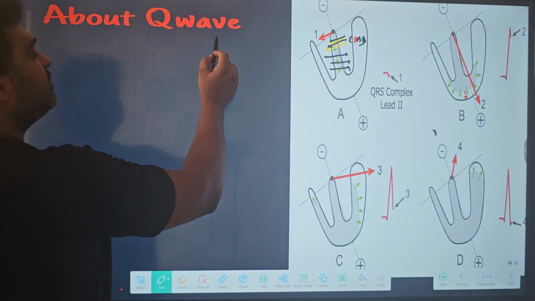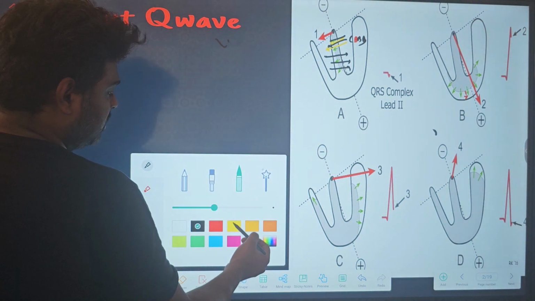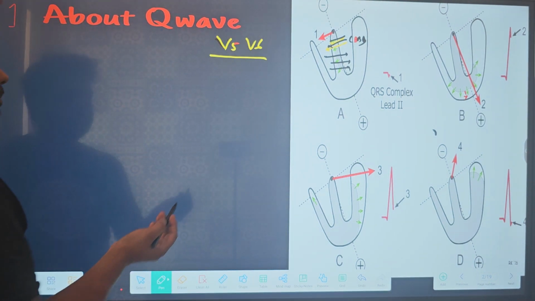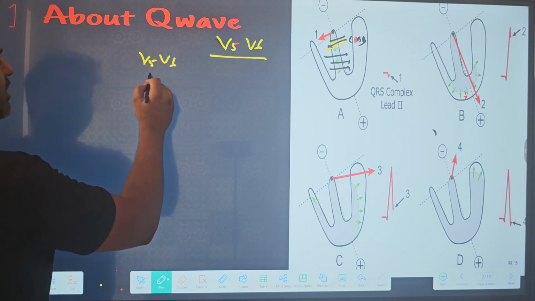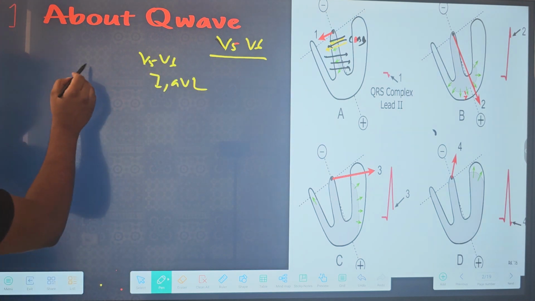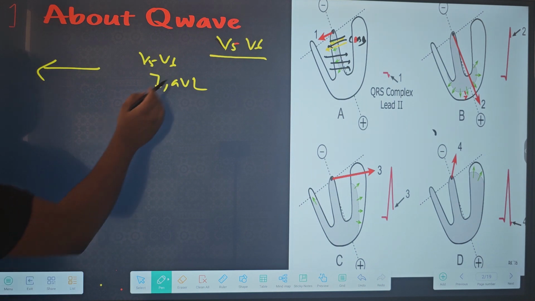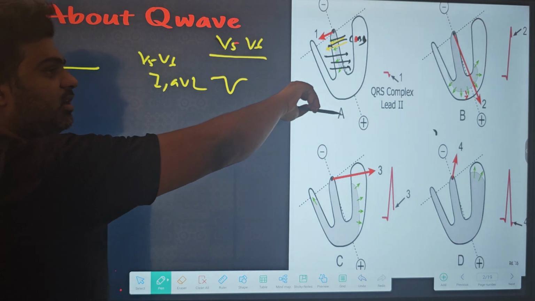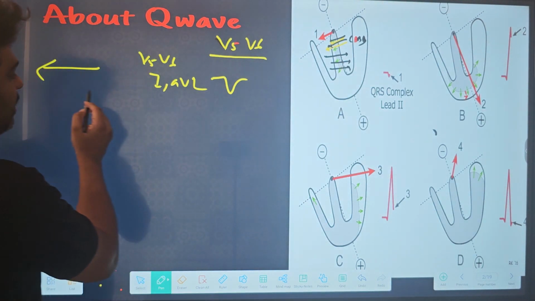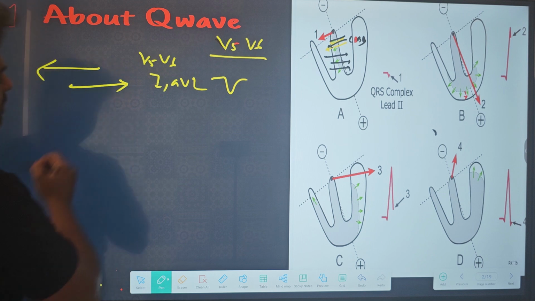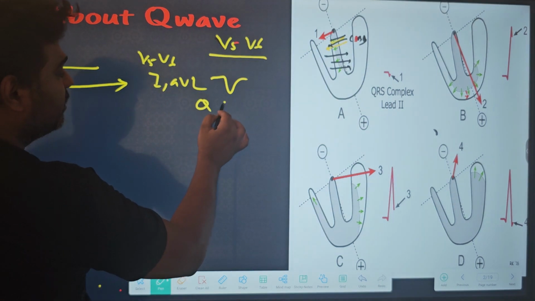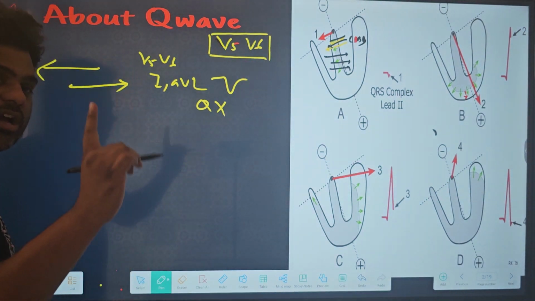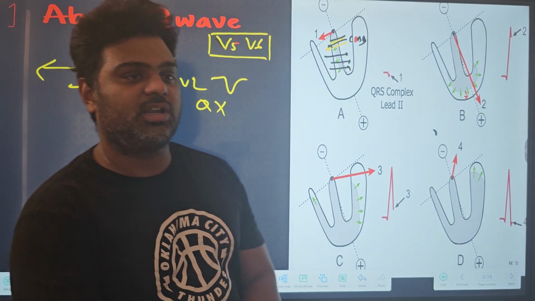Therefore, in lateral leads, especially V5 and V6, will you be able to see a Q wave? No, because you know that V5, V6 and lead 1, aVL are lateral leads, and septal depolarization occurs from left to the right, therefore they record a negative Q wave. But in case of left bundle branch block, the septal depolarization is reversed. So now the depolarization will be like this, and they will not record a Q wave. So absence of Q wave in V5, V6 is a criterion for the diagnosis of left bundle branch block.